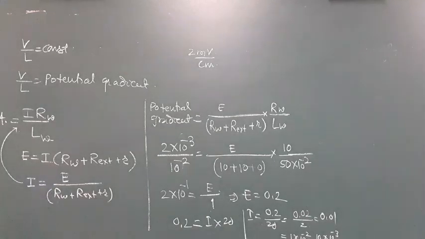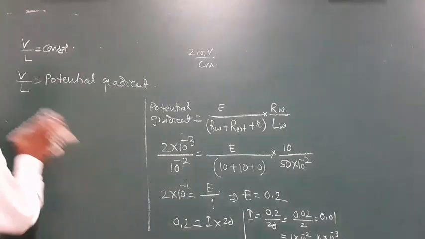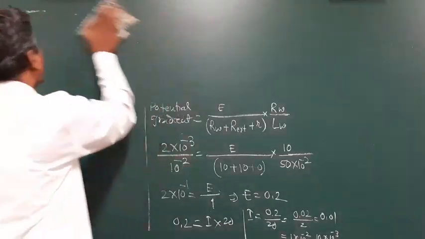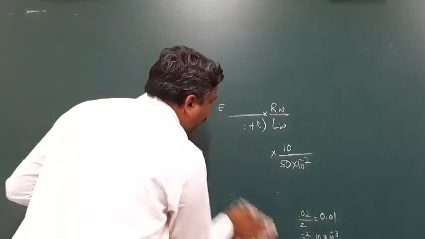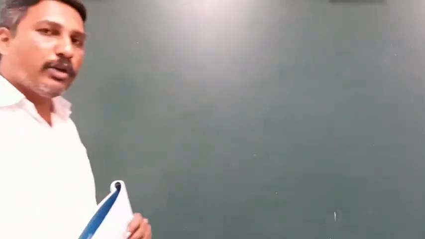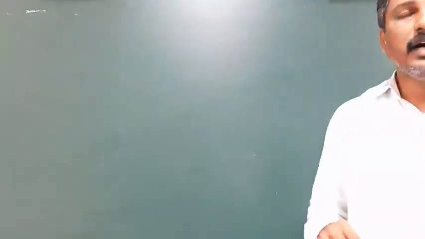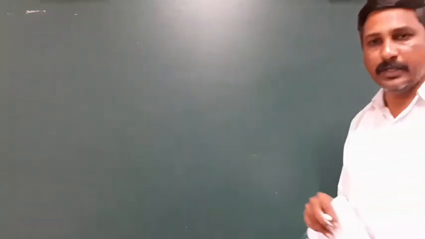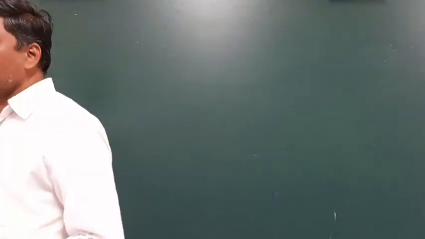Now comes the fourth example. The voltmeter has a range 0 to V volt with a series resistance R. We are converting a galvanometer to a voltmeter. When a galvanometer is converted to a voltmeter, a high resistance in series combination is connected with the galvanometer, and ideally its value is infinity.